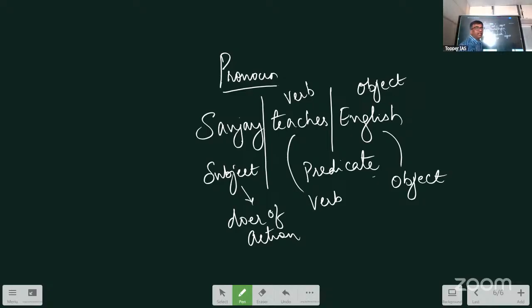Clear? So every sentence you should be able to identify who is the doer of the action, what is the action, and if it has an object. Anything that follows the verb is an object. Is that clear? Now let us understand the different types of pronouns. Shall I go to the next page?